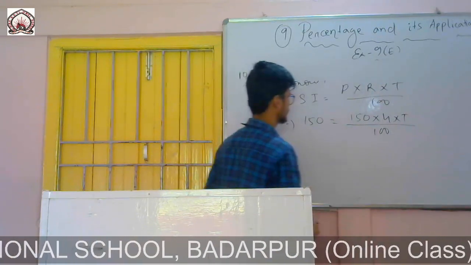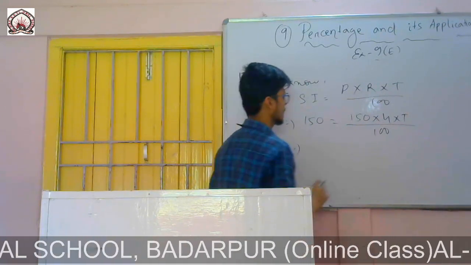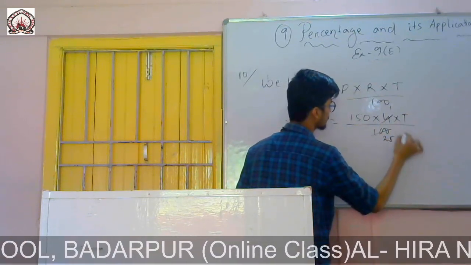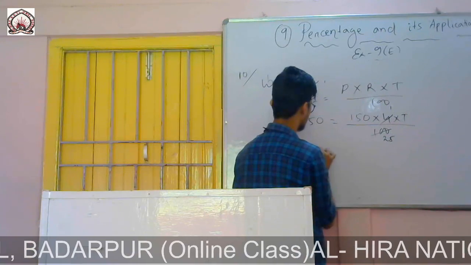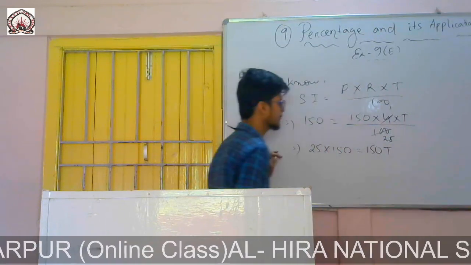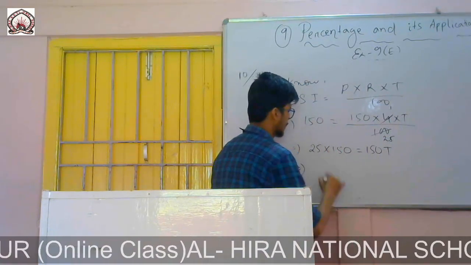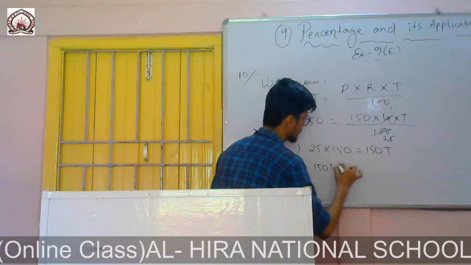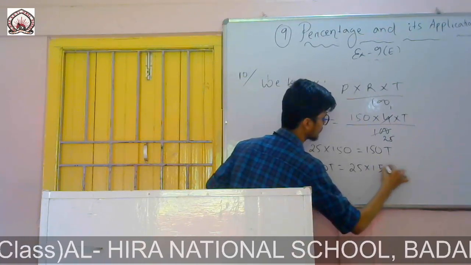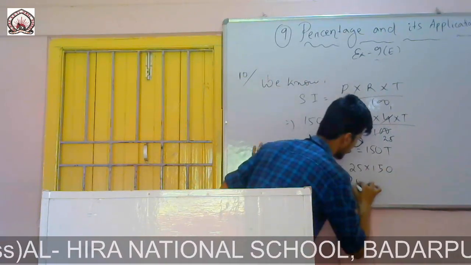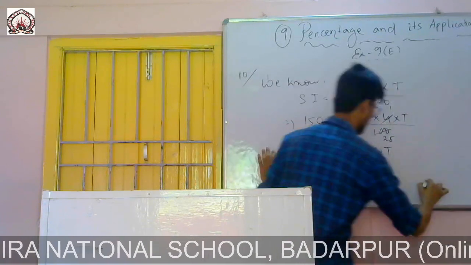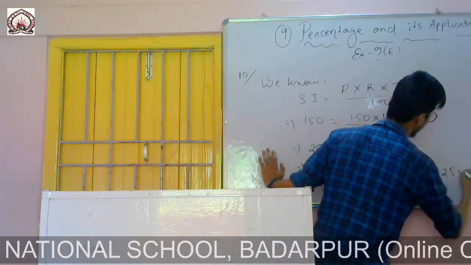Okay. Let me rearrange this one. To keep this one, I can divide with this one. So 4 ones are 4, 4 25s are 100. If I simply move this one to this side, it will be 25 into 150, and that side it will be 150 into T, that means 150T. So 150T equals 25 into 150. So T will be equal to 25 into 150 divided by 150. 150 I can cancel. So therefore T will be equal to 25 years.